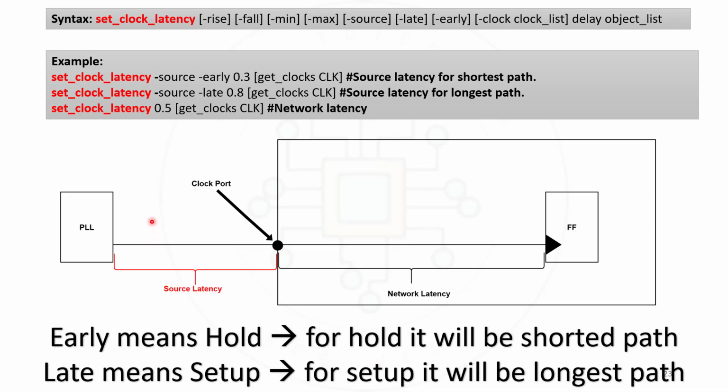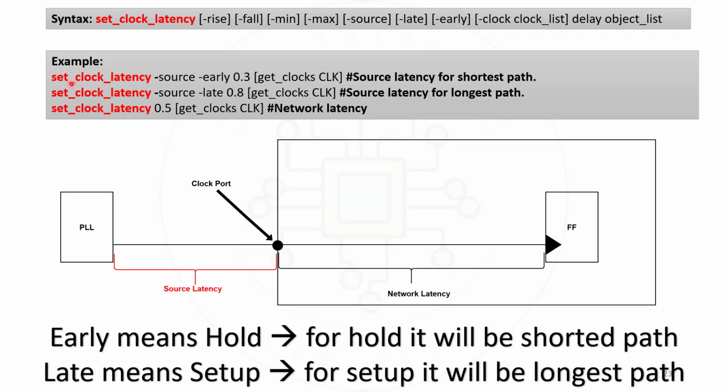And one more point, -early and -late should be used only for source latency, but not for network latency. So see this syntax: set_clock_latency, -rise -fall, -min -max, and -source, -early -late, followed by -clock, clock list, and delay followed by object list. We have seen this one: early means hold, late means setup. So for hold, it will be the shortest path, and for setup, it will be the longest path.